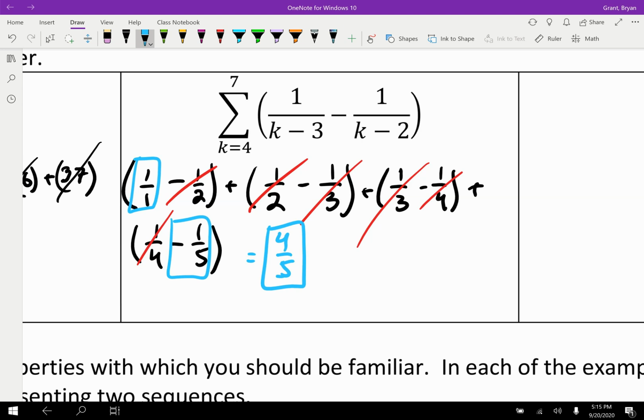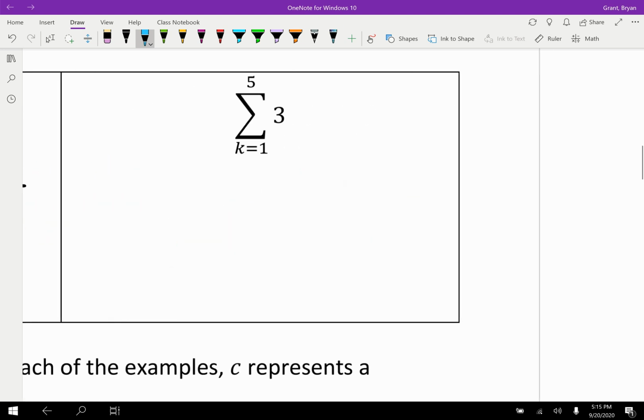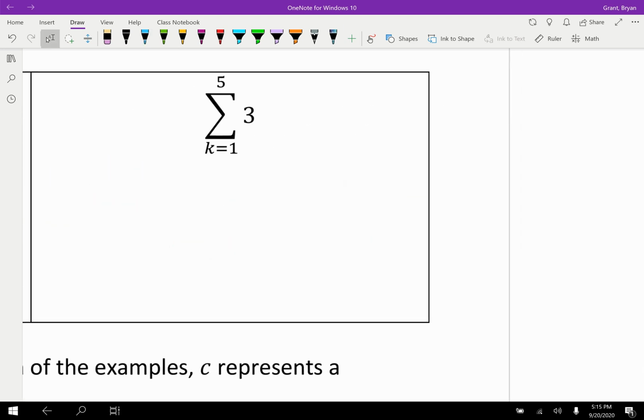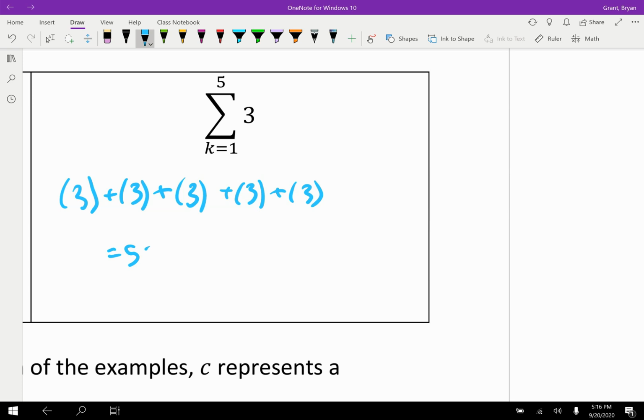Nice. Last one. The summation of the constant 3. Well, when k equals 1, we'd try to plug 1 in, but there's nothing to plug in, so we just get 3. When k equals 2, 3 is constant. K equals 3, k equals 4, k equals 5. There are 5 3's, so I think we end up getting a sum of 15.